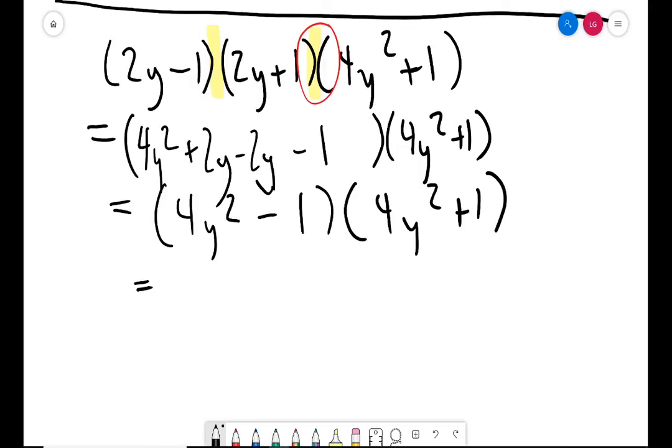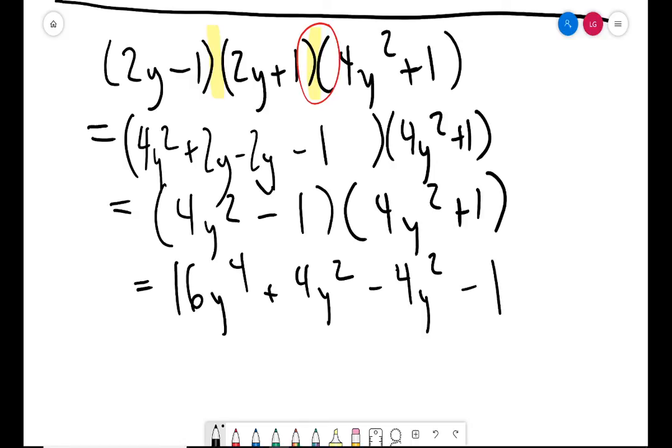So 4y squared times 4y squared, 16y to the 4th. 4y squared times 1, so plus 4y squared. Negative 1 times 4y squared, so negative 4y squared. And negative 1 times positive 1, so minus 1. So we've executed all of the multiplications that help us get rid of parentheses to look at a simplified version perhaps. And now, again, our question is, can we combine like terms? Yes, we can. The middle 2 terms there actually combine to 0. 4y squared minus 4y squared.